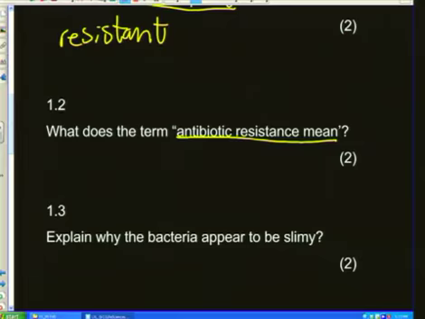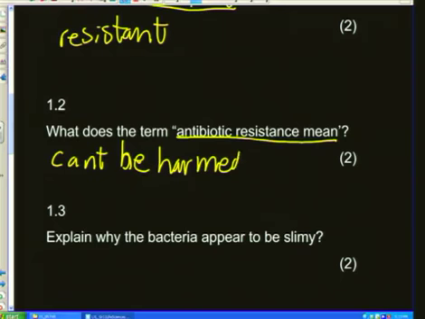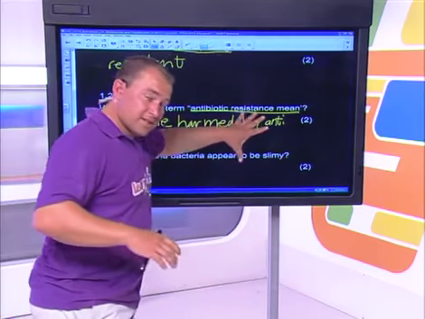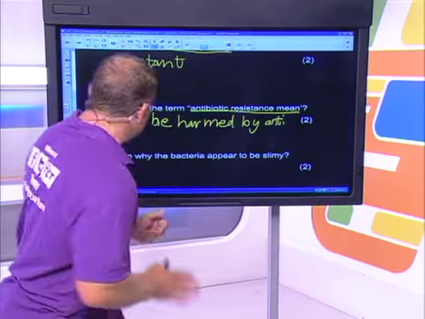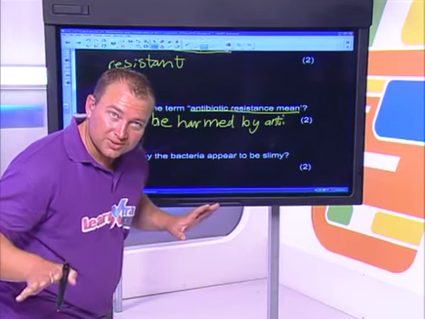Let's get the eraser out here, because we know what it's like. Can't be harmed by, I'm not going to write the whole word, antibiotics. Can't be harmed by antibiotics because it has become immune to it. It's taken that DNA and it's changed its DNA, which is quite cool. Next one.